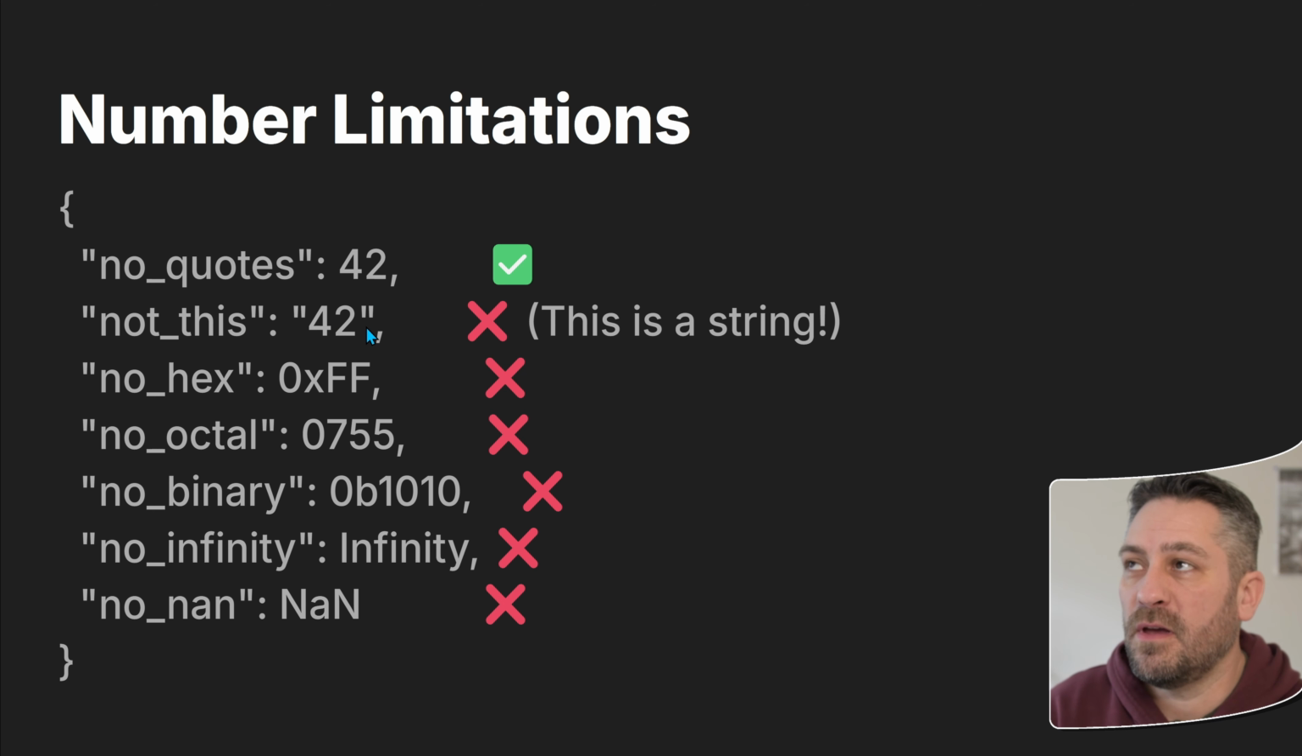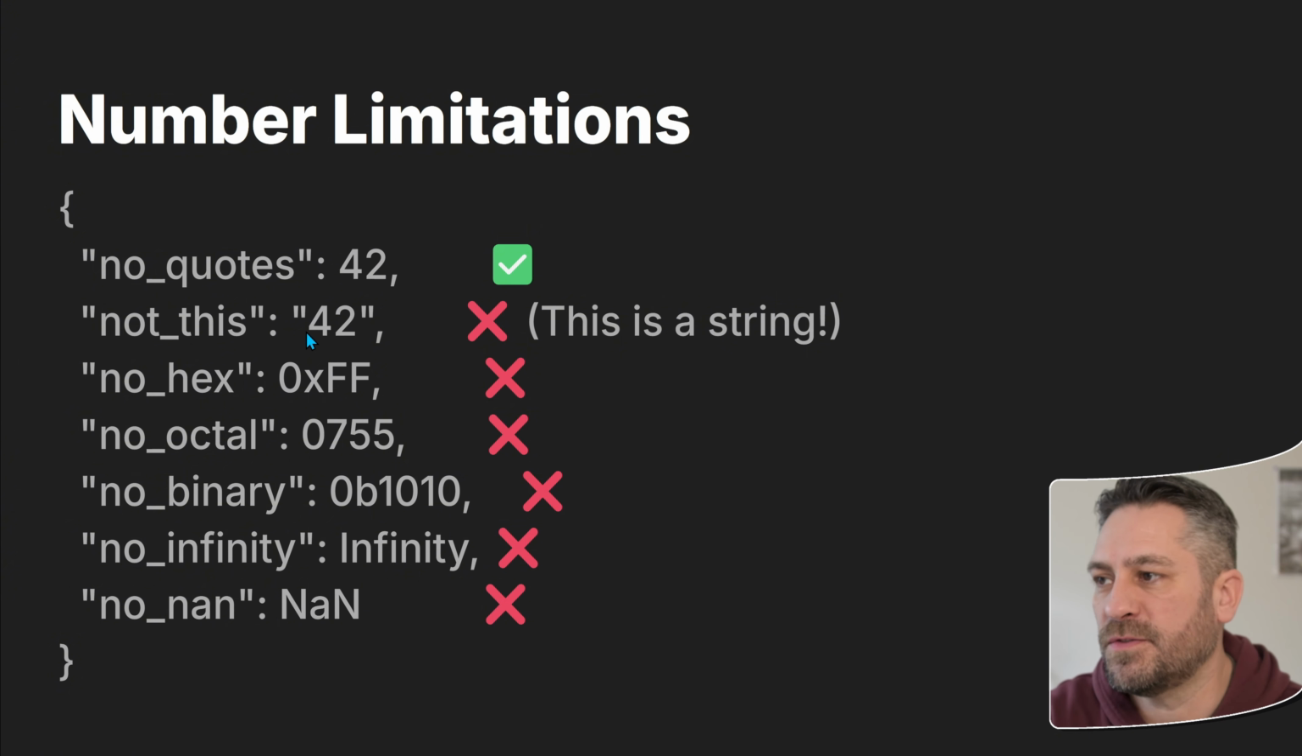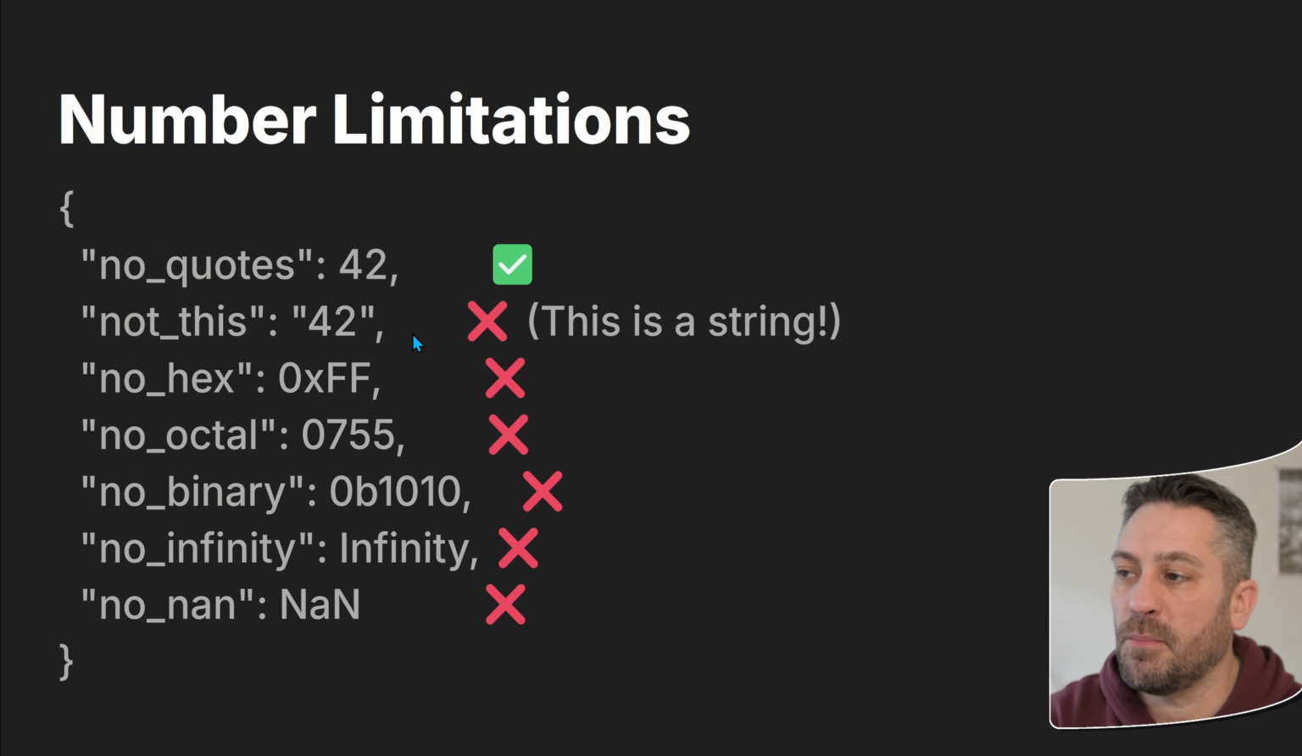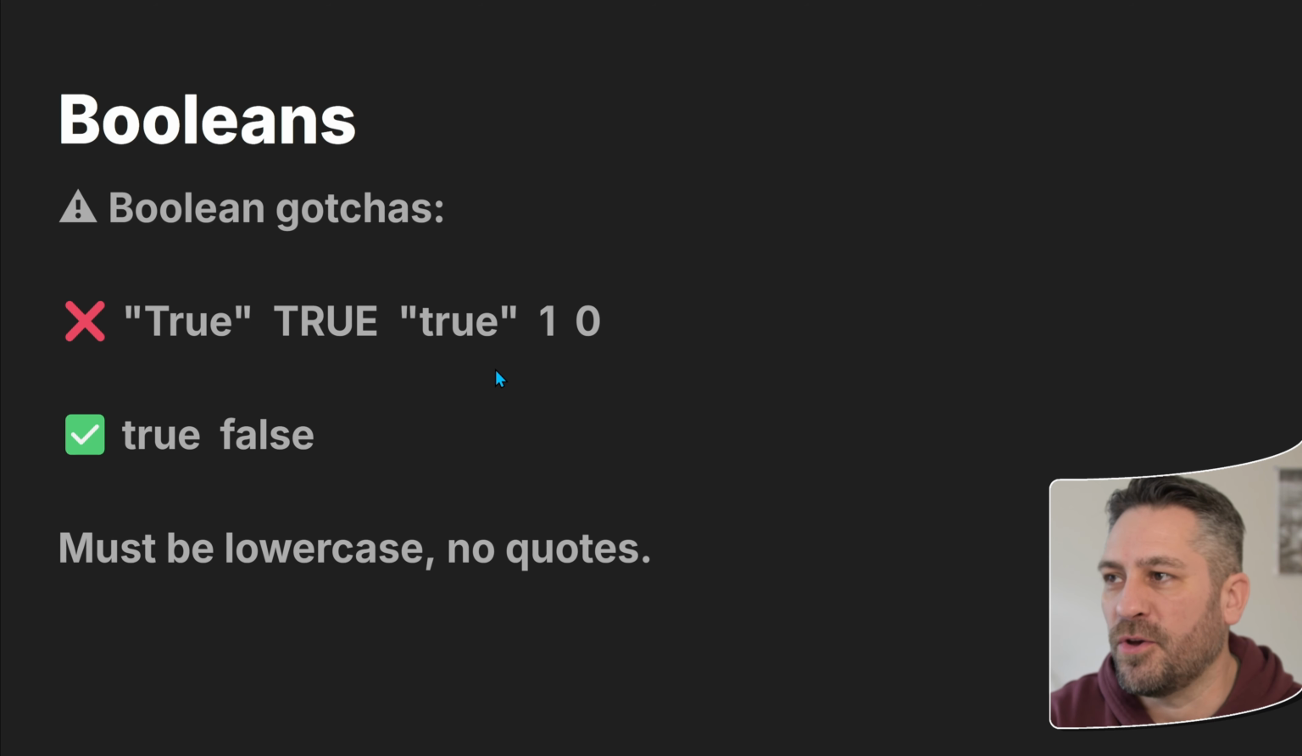So, rather the other way around, you can put quotes around it, but this will be classed as a string, not as a number. It will be a string containing the characters 4 and 2, it won't recognize it. So you can't add anything to it, whereas the one formatted as a number, you can add numbers to it. This one you would have to convert to a number first. And then it doesn't work with hex values, or hexadecimal, doesn't work with octals, binary. Infinity is not a thing in JSON, unfortunately. And also not a number, NaN, is not going to work for you.